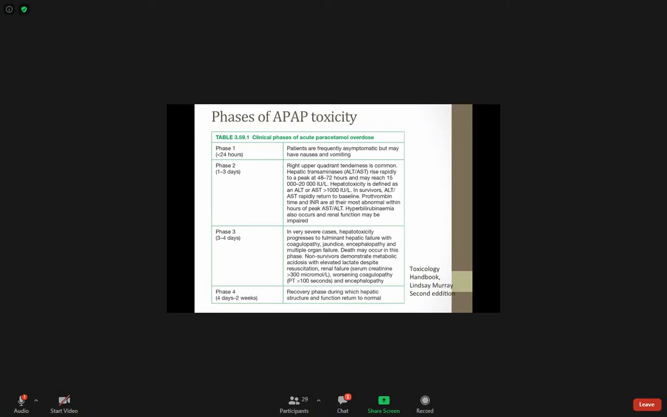But this is in general. The first thing you're gonna see is nausea and vomiting, stomach upset, and then you go to phase 2 when NAPQI starts damaging the liver cells, because acetaminophen itself is not the one that damages the liver, it's the metabolite. So that's why it takes time to see the liver effect, at least 12 hours usually.